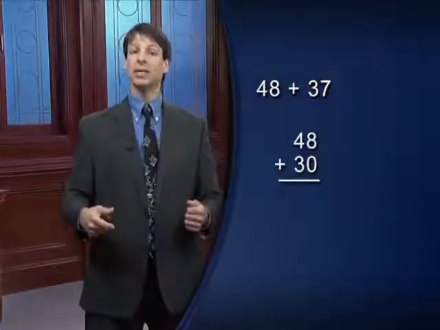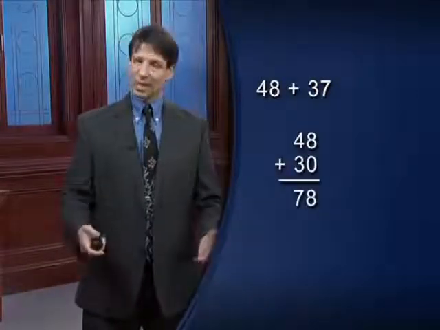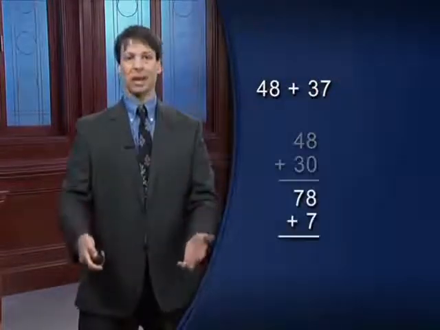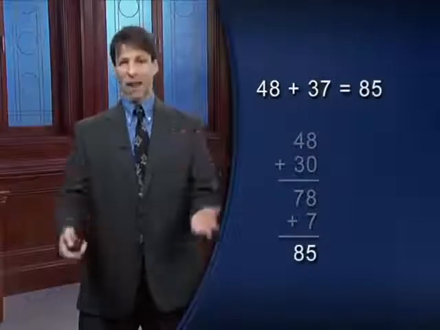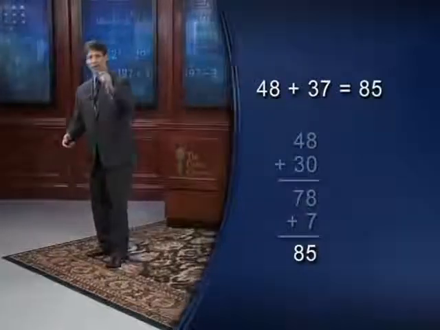All right, let's try 48 plus 37. What's our strategy? First add 30, then add 7. 48 plus 30 is 78. Then add 7, giving us 85.